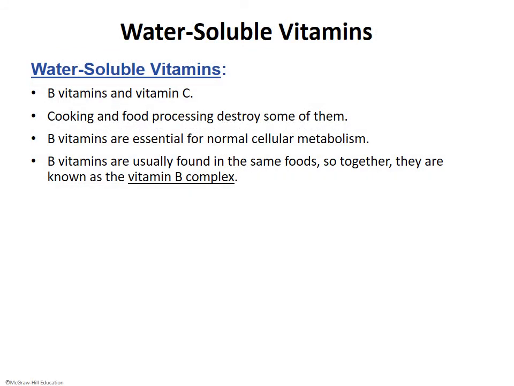Water-soluble vitamins B and C. Now these do get destroyed in cooking, but B vitamins, like I said, are very important for cellular metabolism. They're a big part of the Krebs cycle and some of the stuff that goes on. And generally, these B vitamins are found in the same group. That's why they're called vitamin B complex, because there's a bunch of them that generally are found together.